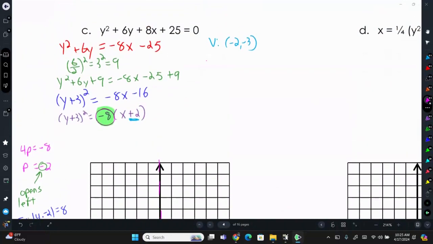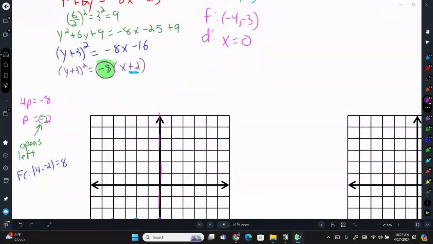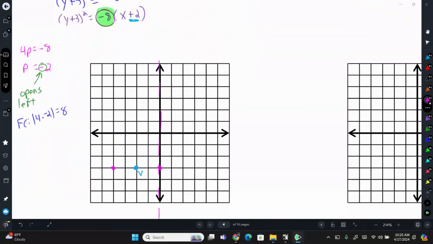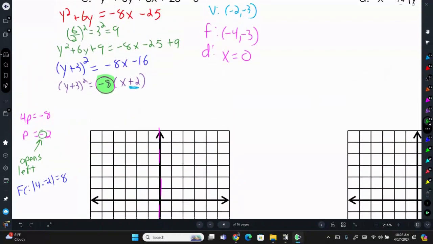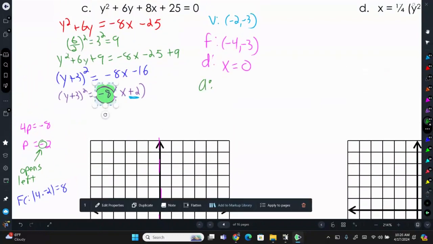So focus is -4, -3. Directrix was x equals 0 because it's a vertical line going through the y-axis. Now our axis is going left and right, or horizontal. So our axis is y equals -3.